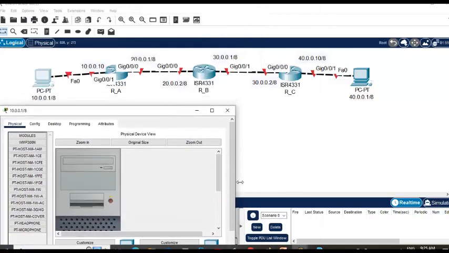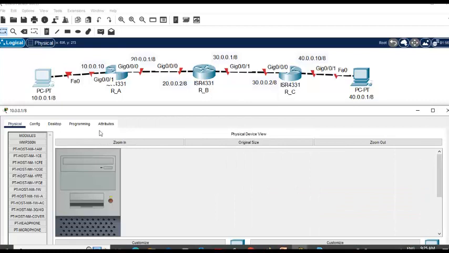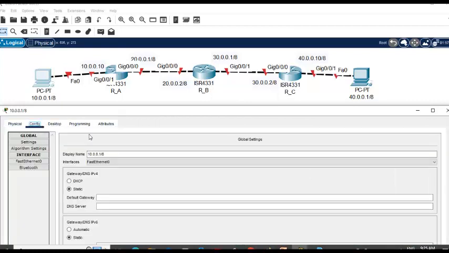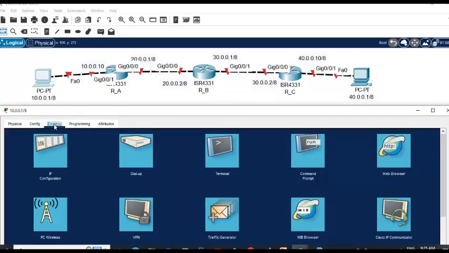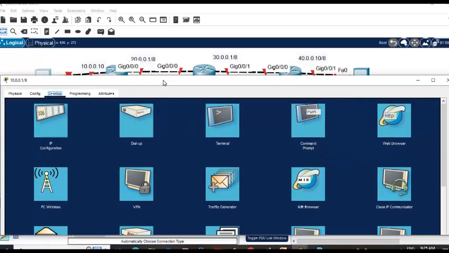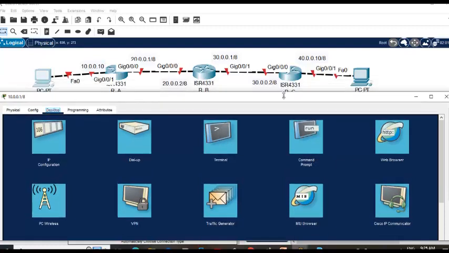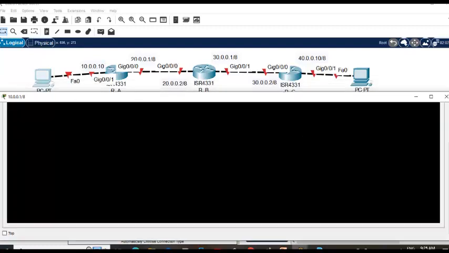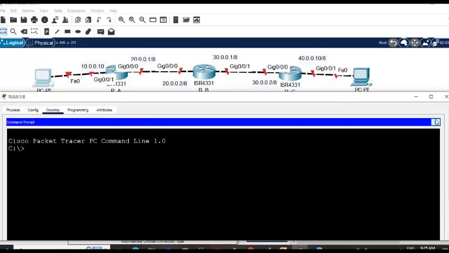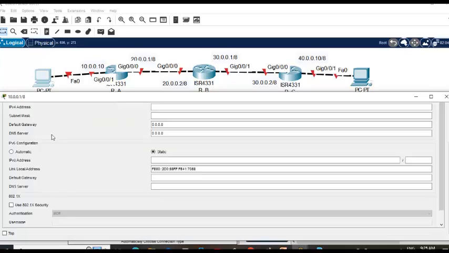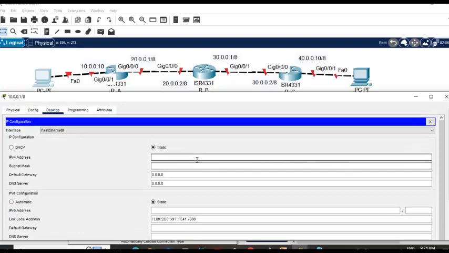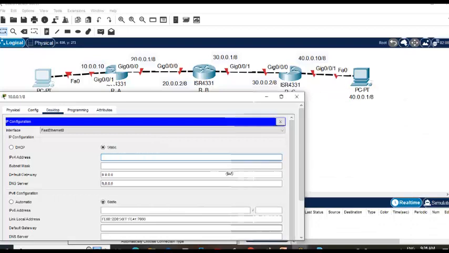Okay, click on this desktop tab, and then click on, sorry, not the command prompt. Click on this one, IP configuration, and type the IP address that you want to assign to this computer. This is assigning an IP address to the computer. Let me open it again. It'll be like this. Click on this, that's all.